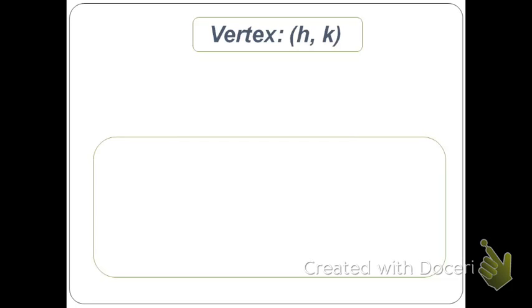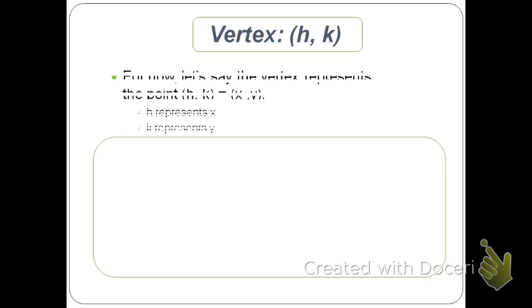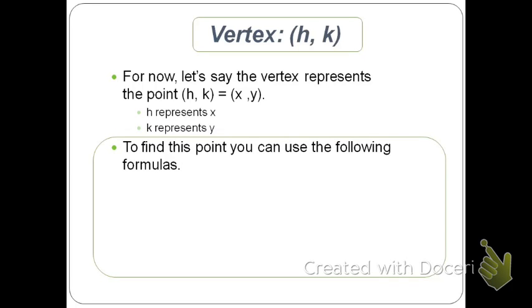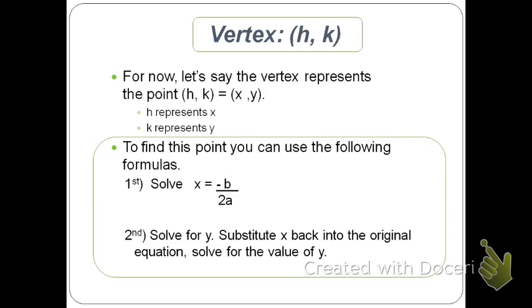Okay, now for the vertex, see this part where it says h comma k. The reason why it says h comma k is because the vertex is the most important point in a parabola. It's the one where the two sides come together. And what we're going to do, first we're going to solve like we would if we're trying to find the axis of symmetry. Use x equals negative b over 2a. And then once you do that, you just plug this back into your quadratic equation, and then we're going to solve for y.